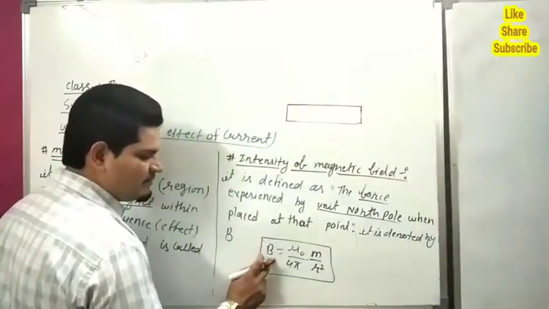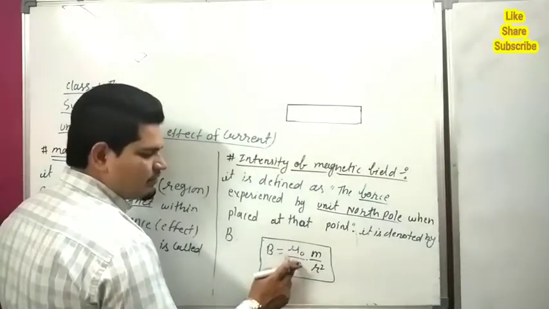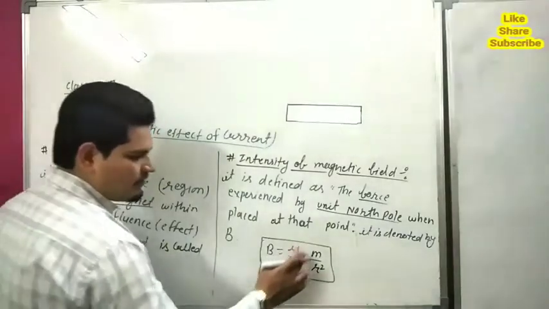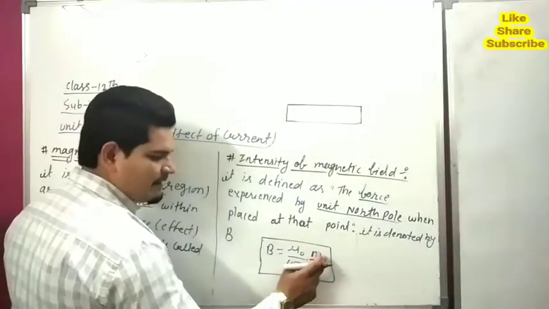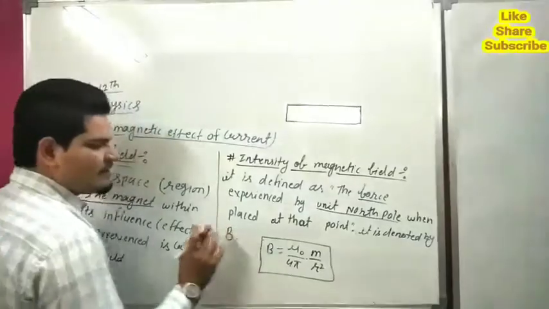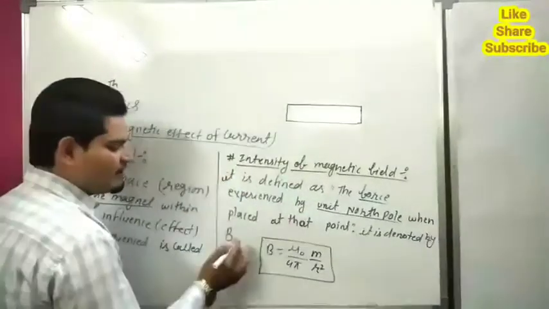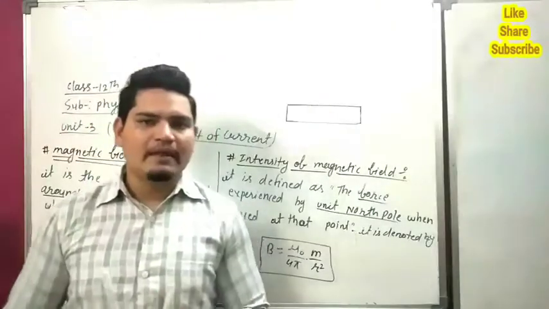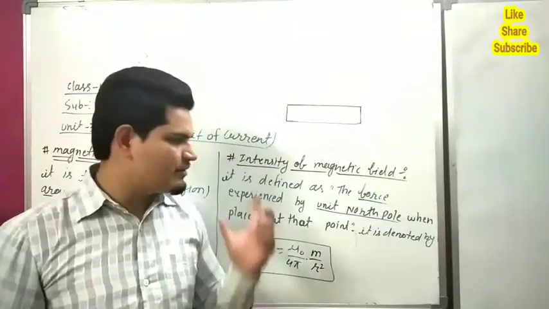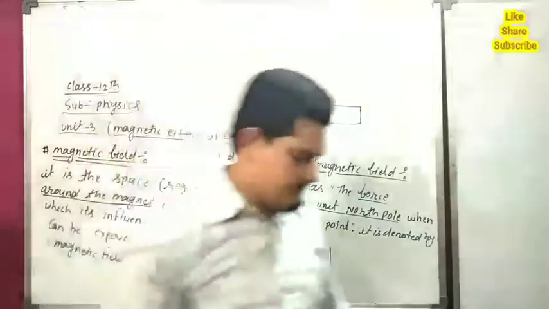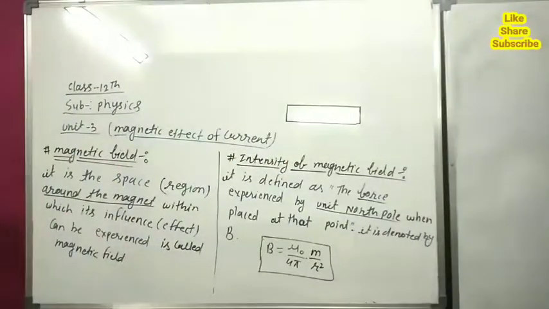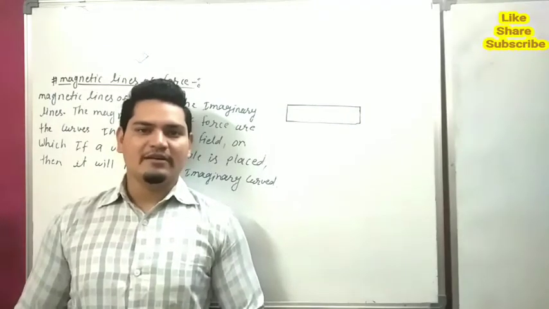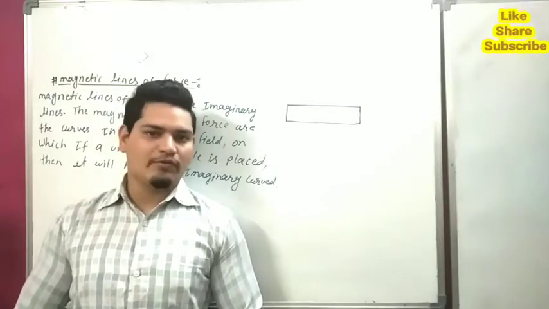So its formula is B is equal to mu naught upon 4 pi, m divided by r square. It is the force, and intensity of magnetic field is denoted by B. Now our next topic is magnetic lines of force. So you can write this theory.